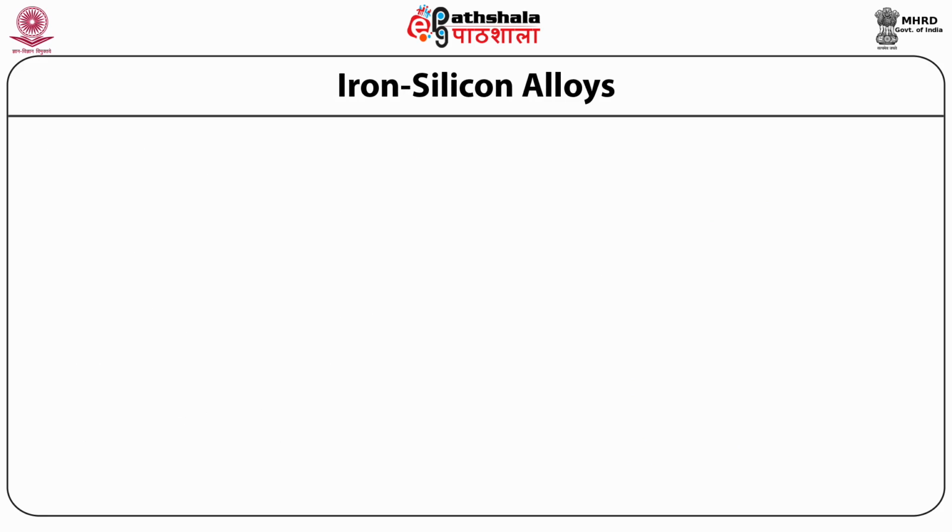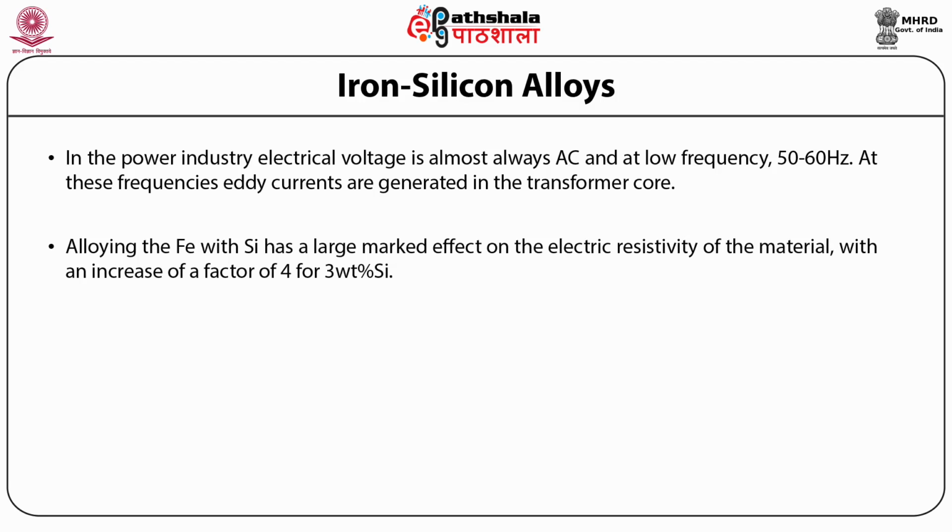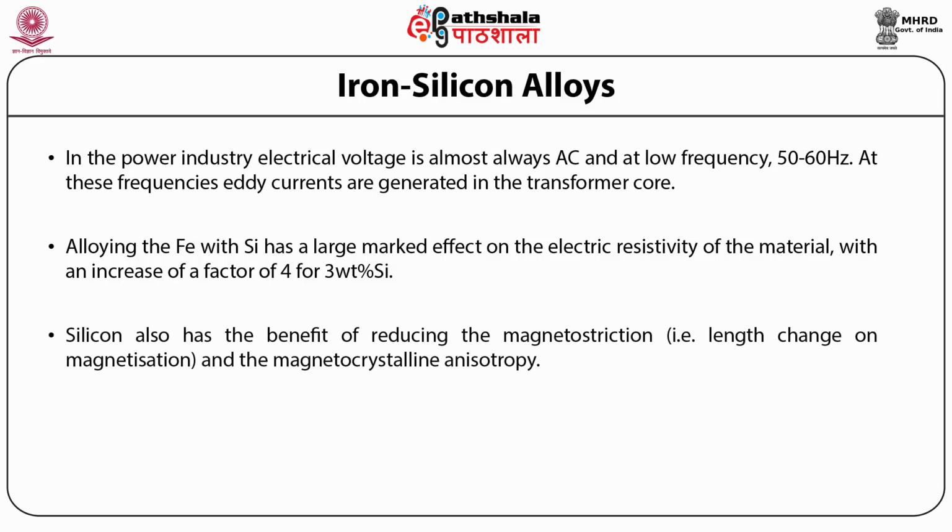Iron silicon alloys. These alloys are used for transformer cores and are known as electrical steels. In the power industry, electrical voltage is almost always AC and at low frequency, 50 to 60 Hz. At these frequencies, eddy currents are generated in the transformer core. Alloying the iron with silicon has a marked effect on the electrical resistivity of the material, with an increase of a factor of 4 for 3 weight % of silicon. Silicon also has the benefit of reducing the magnetostriction, that is, the length change on magnetization, and the magnetocrystalline anisotropy.